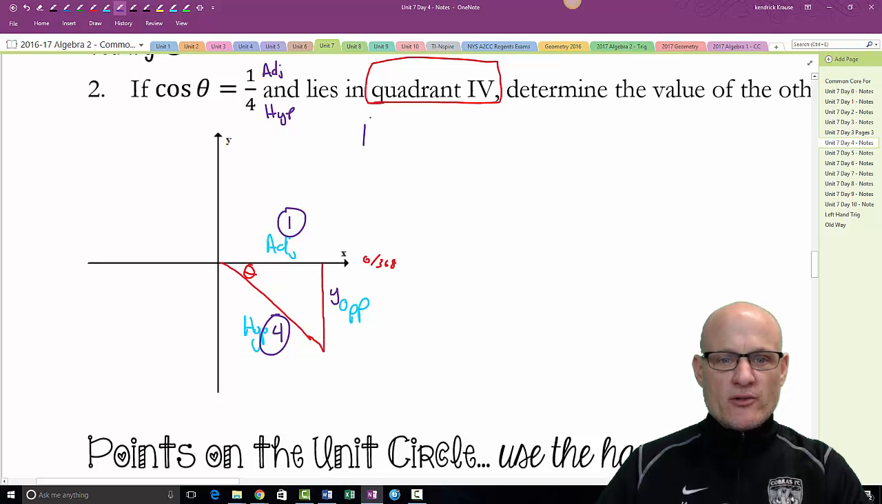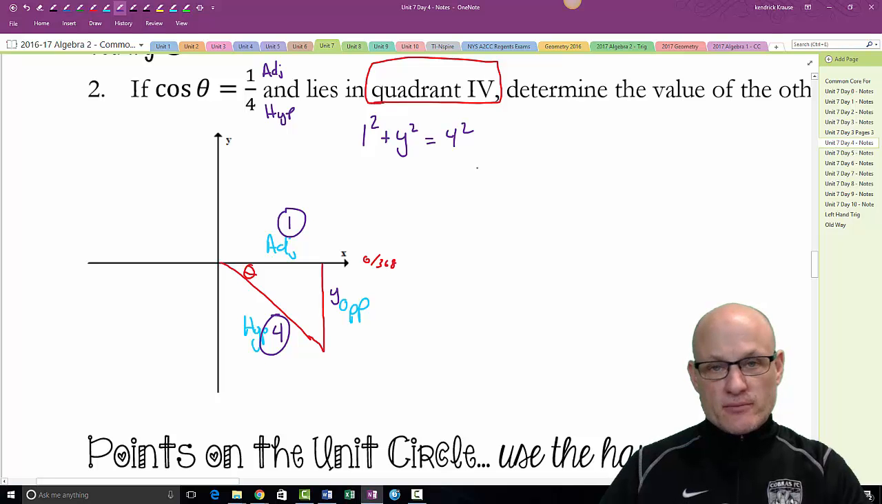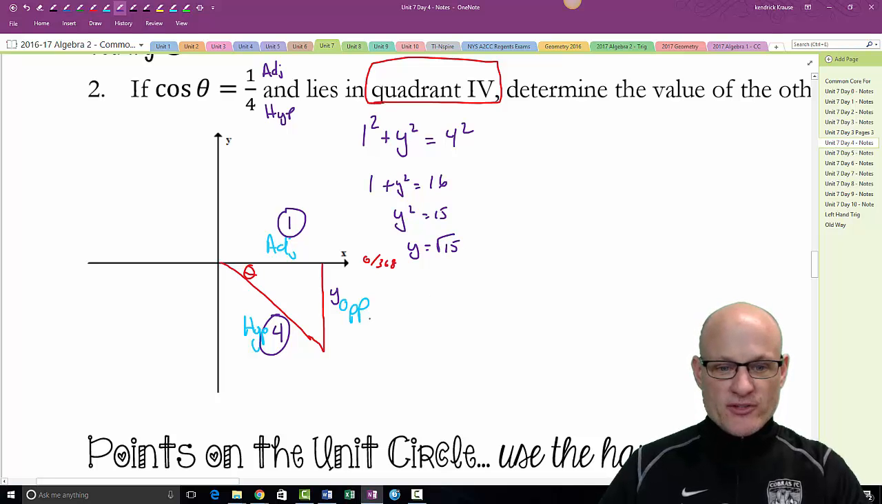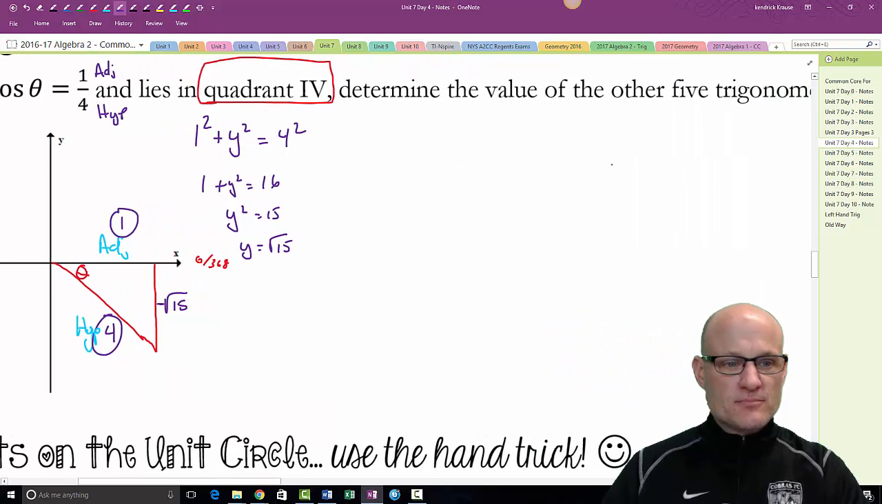So 1 squared plus y squared equals 4 squared. Okay. 1 plus y squared equals 16. Y squared equals 15. Y equals the square root of 15. So this is really just, and let me just get rid of this so I can see it better, really just the square root of 15. But we're in the fourth quadrant, we're coming down, so let's make it negative. Okay, we're ready to rock and roll.